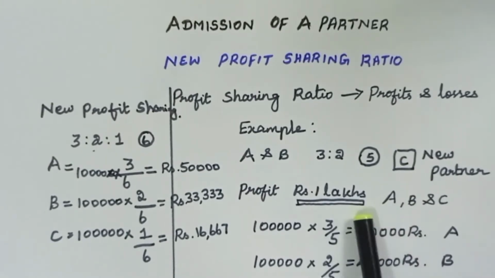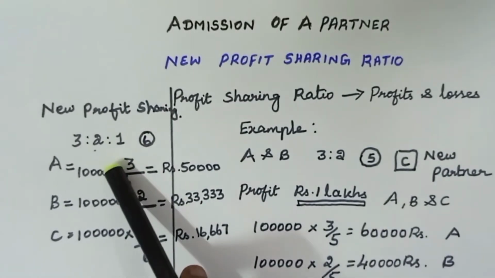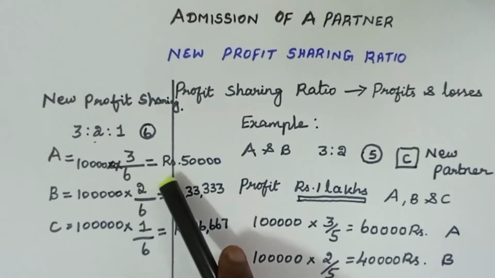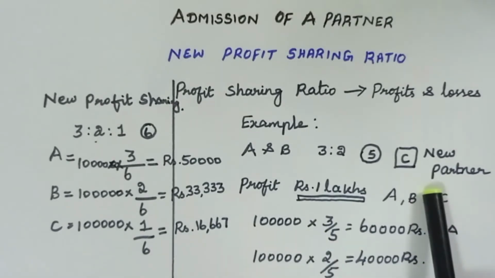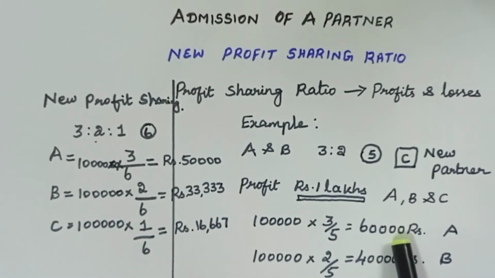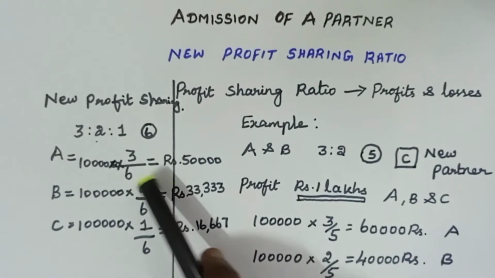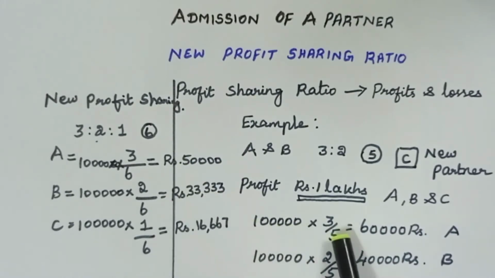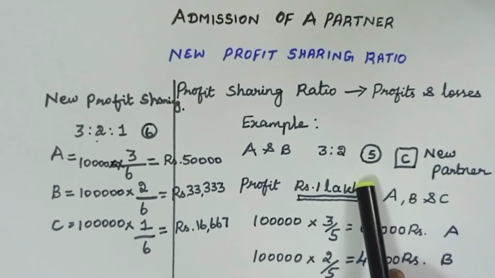Now compare the share of profit of A and B before and after admission of new partner. Look at the share of profit of partner A before and after admission of new partner C. Before new partner admission, share of profit of partner A is 60,000. After the admission of new partner, the share of profit of partner A is 50,000. The share of profit of A reduces because of the admission of the new partner.